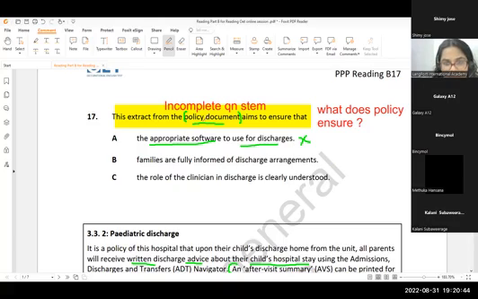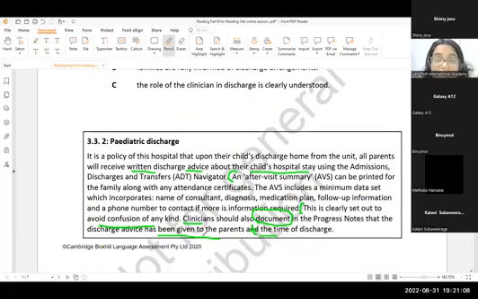This extract from the policy documents aims to ensure that the role of the clinician in discharge is clearly understood. Do you think that is what the extract is trying to convey? Is it trying to convey that everybody clearly understands the role of the clinician during the discharge? No. Okay, I agree that they have mentioned clinicians. At the end, they've asked clinicians to make a note if they gave advice to the parents.